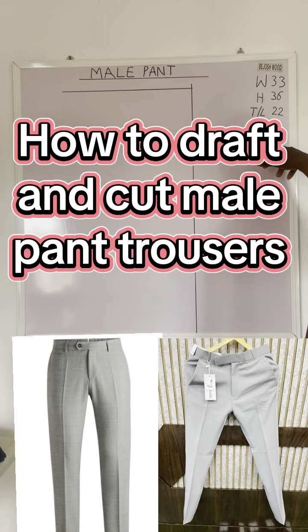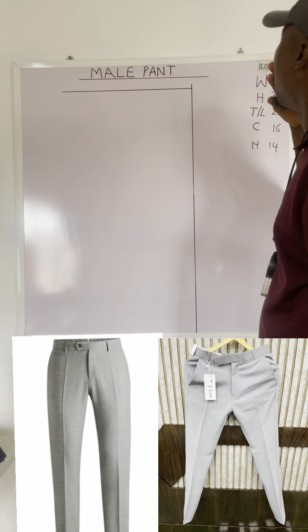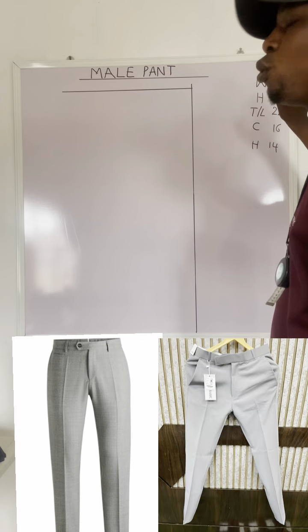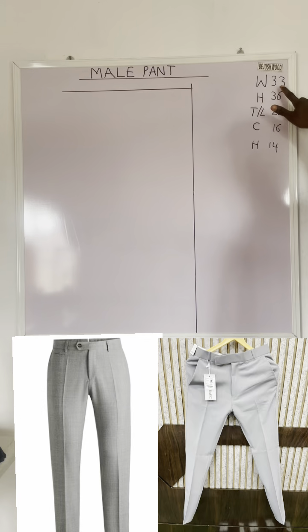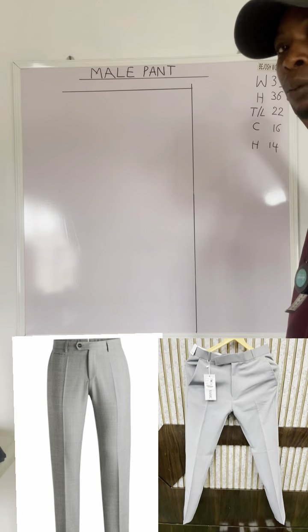This is 14. We're going to divide 33 by 4. 33 by 4 should give us 8 1/4. Now, for male pants, we're going to add 1 inch. 33 divided by 4, which is 8 1/4, plus 1 inch, gives us 9 1/4.